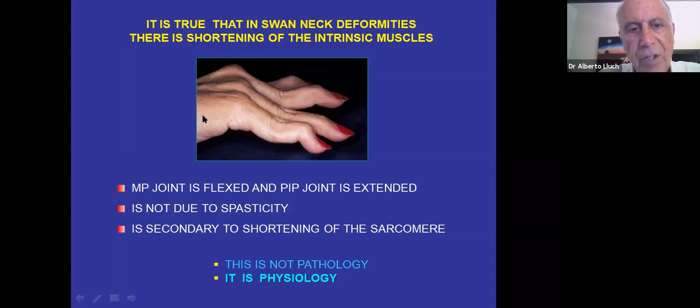If we have the origin and the insertion of the muscle closer for a long period of time, the muscle will remodel in a shortened position. So in swan neck deformities, we see that there is a shortening of the intrinsic muscles, but this is not the pathology, this is the physiology.